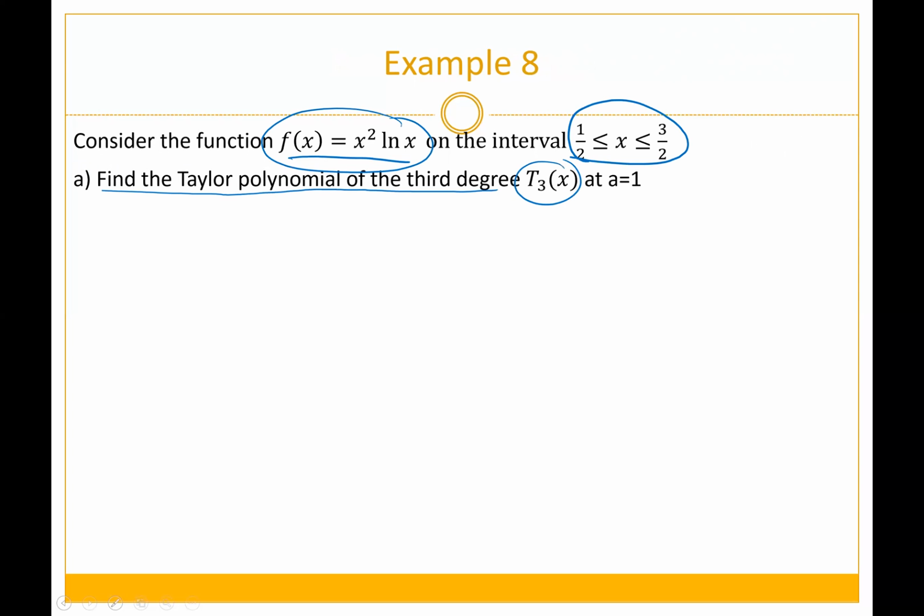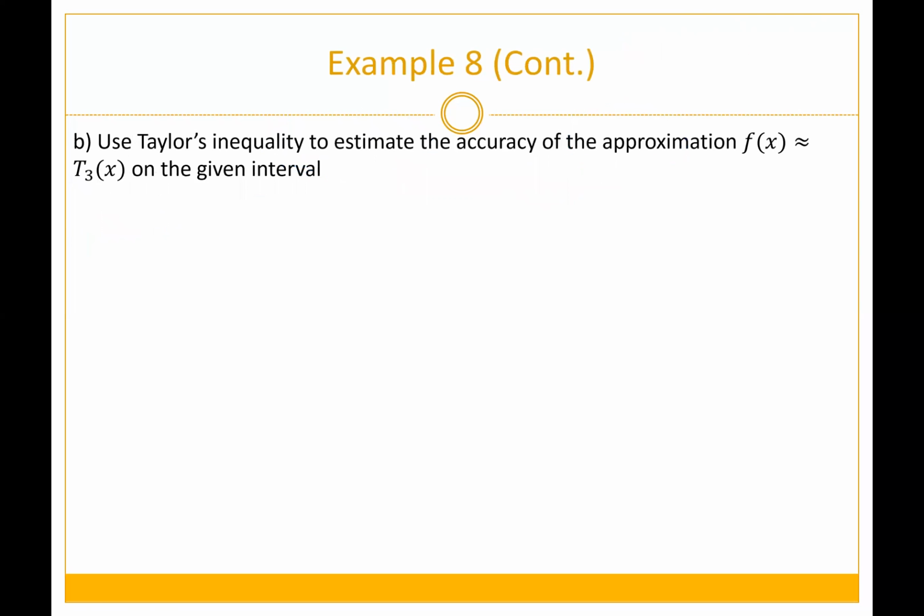So first of all, you have f(x) equal to x squared ln of x. Now, you don't write a power series representation of your function, but you use what we learned about the coefficient of the Taylor series, which is the nth derivative at a over n factorial.